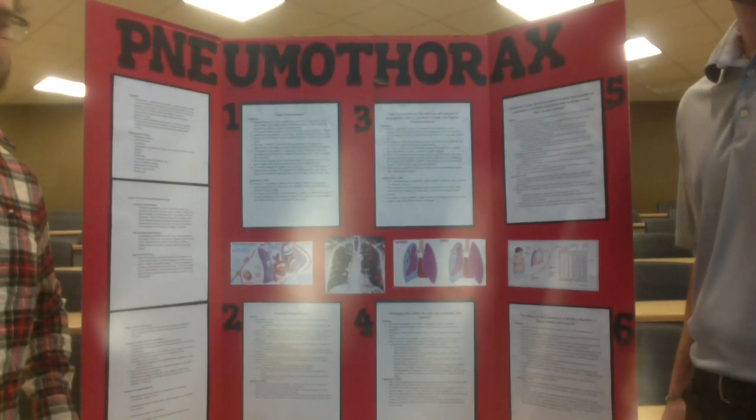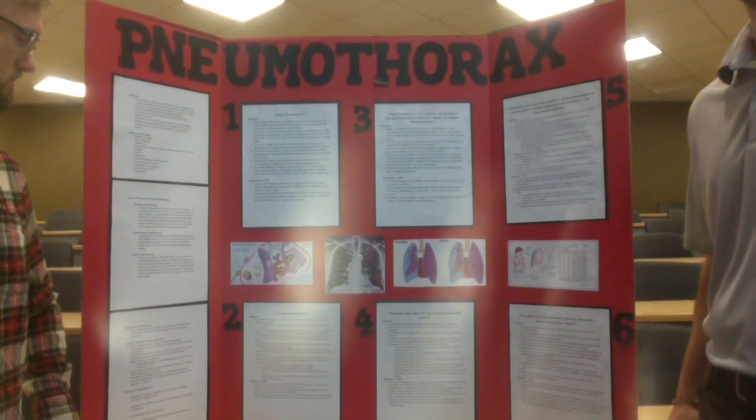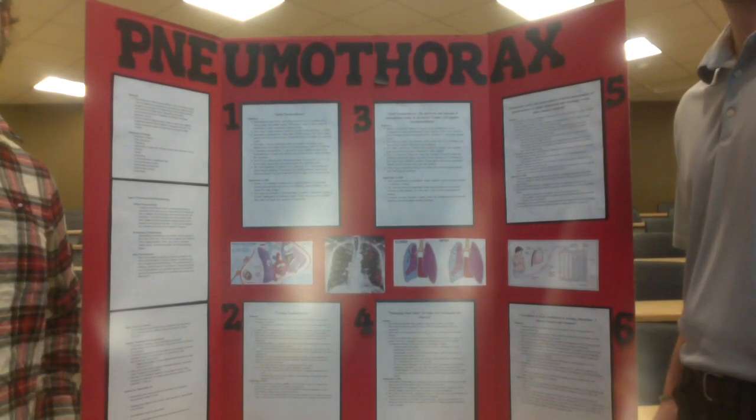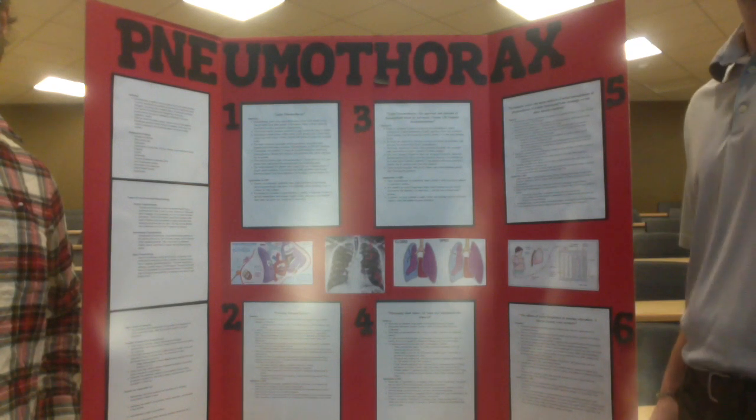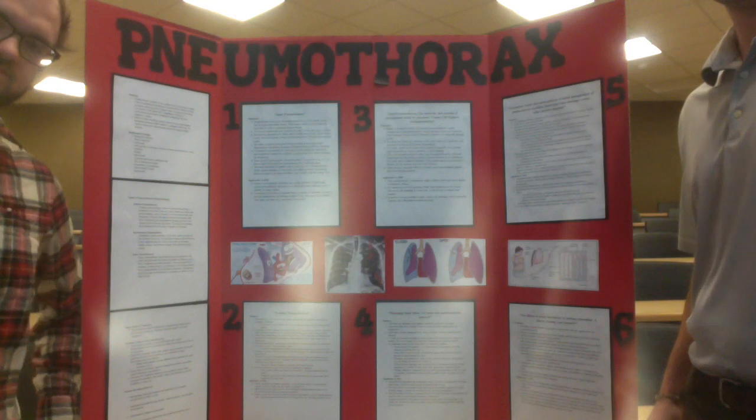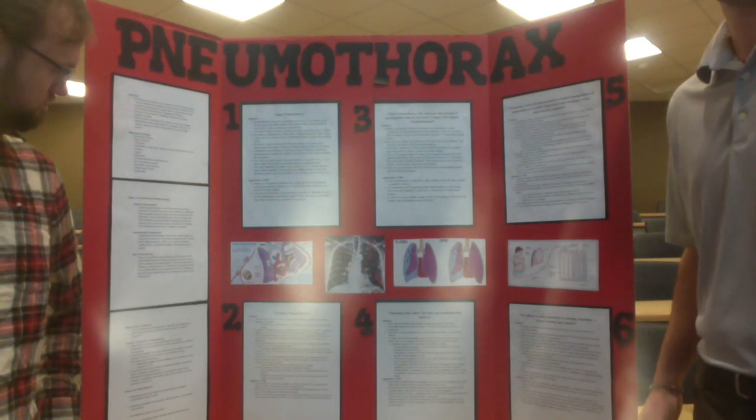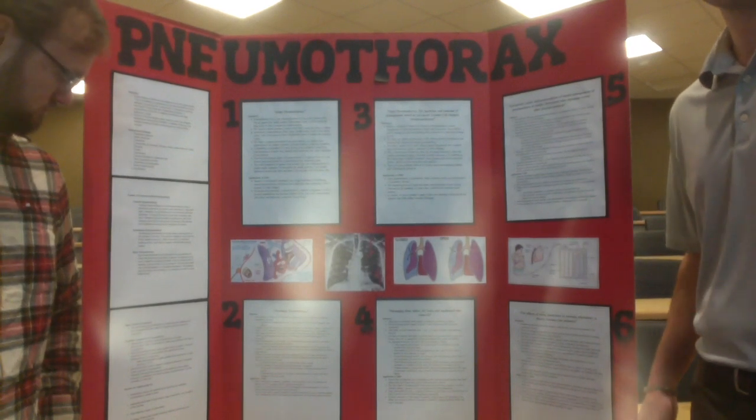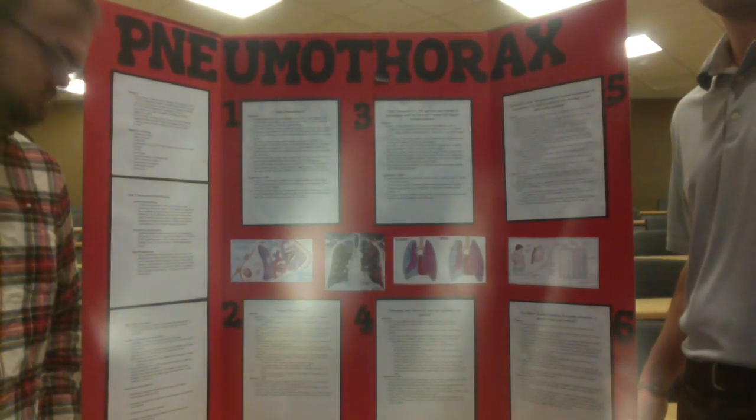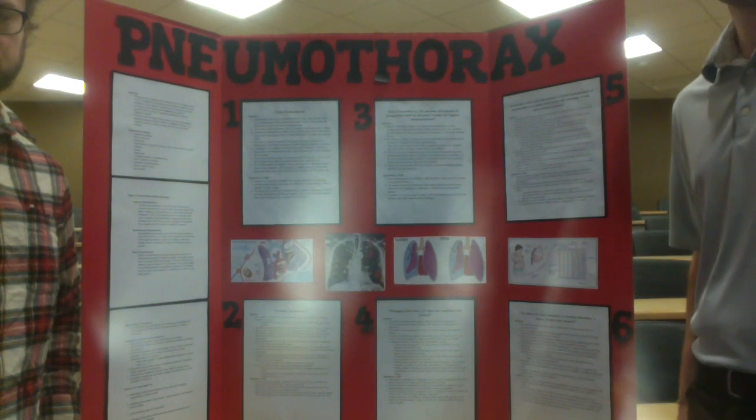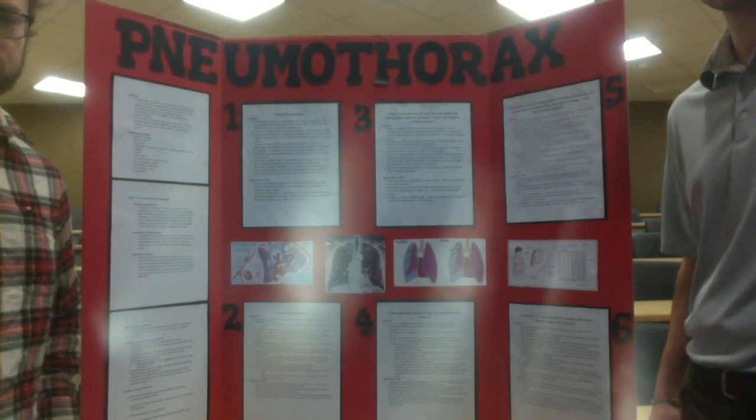On our assessment, we would find respiratory distress, sharp chest pain, tachypnea, tachycardia. If it's more than 135 beats per minute, tension pneumothorax is likely. Dyspnea, anxiety, diaphoresis, tracheal deviation to the unaffected side, use of accessory muscles, asymmetric lung expansion, absent breath sounds, and hypotension. There's a few different types of pneumothorax.